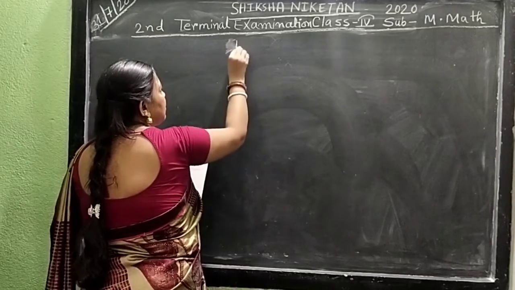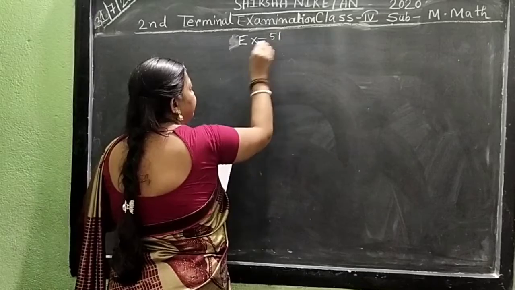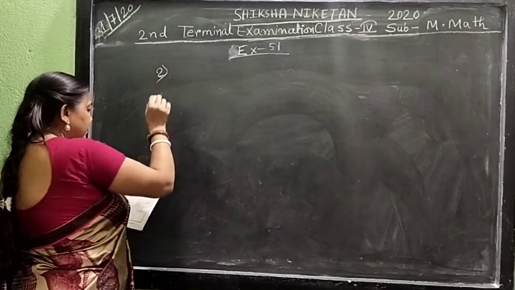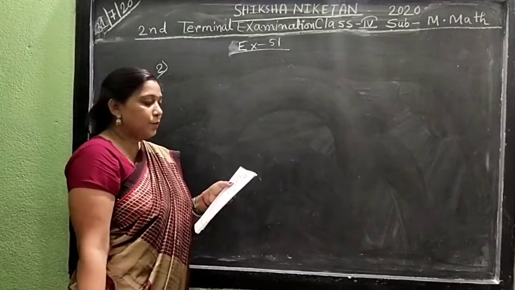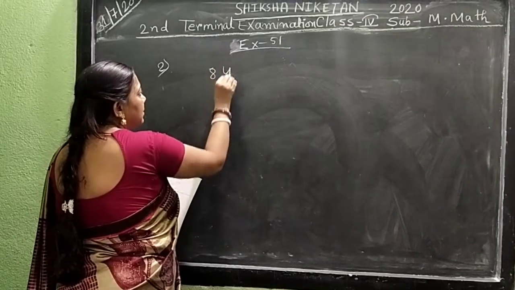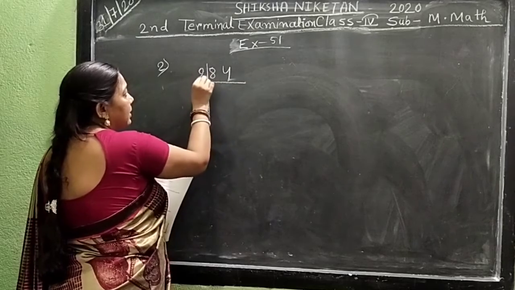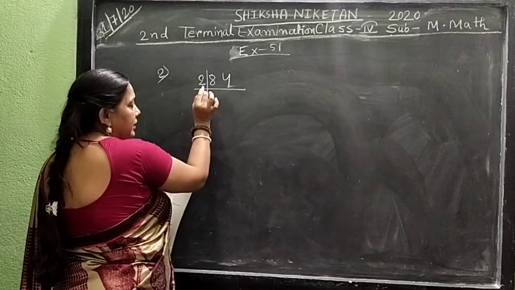Exercise 51. I will solve two number math. Math number 2. Prime factor of 84. We take prime factor means LCM. Okay. We take LCM with 2.